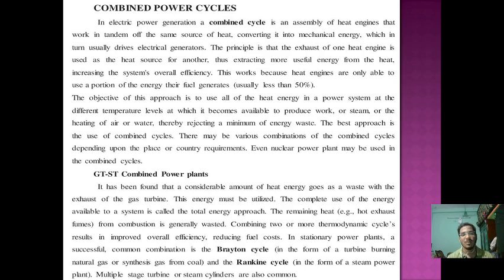Here the most common combination of cycles is the Brayton cycle and the Rankine cycle. Here we are using these two cycles to produce the energy.